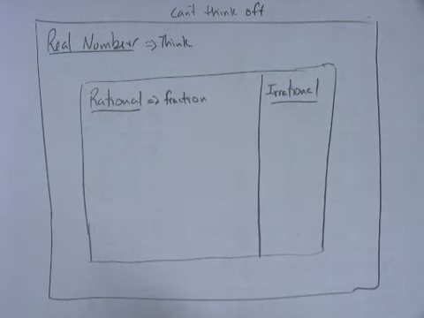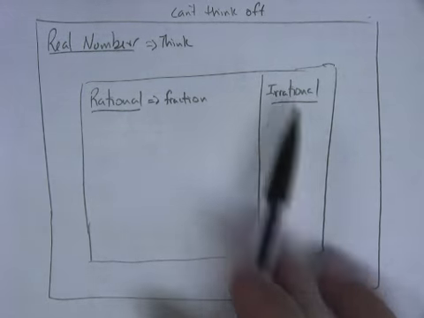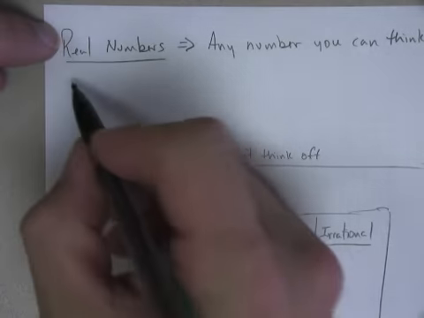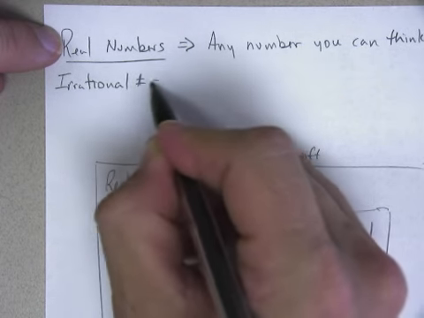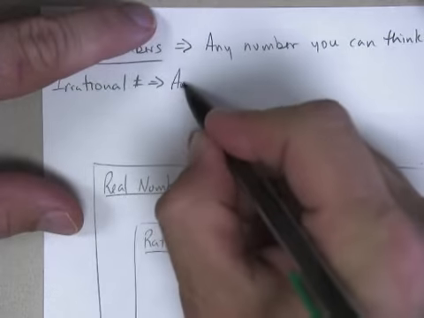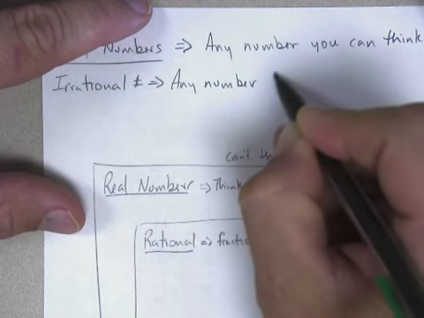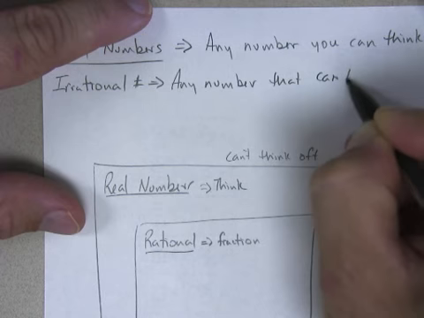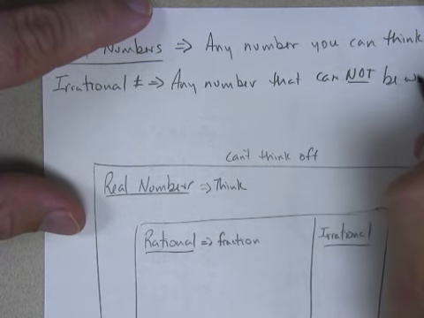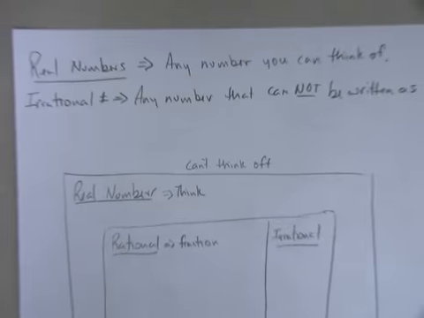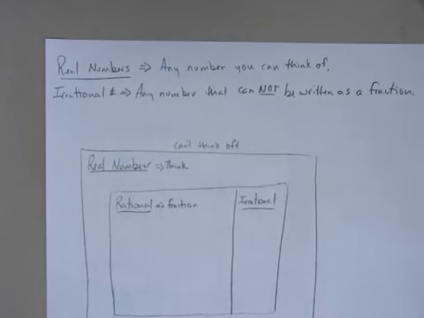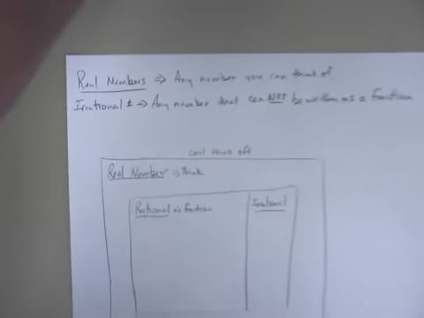There are some numbers that we can't write as fractions, and we call those irrational numbers. I'm going to go above here. I'm just going to define irrational number. An irrational number, just a quick one, is any number that cannot be written as a fraction. Let me open that up a little bit so you can see what I just wrote there. So irrational, this is any number that cannot be written as a fraction. I'm going to zoom in just a little bit now.